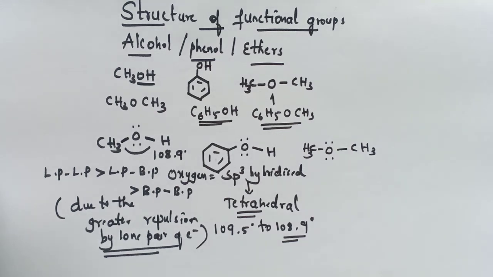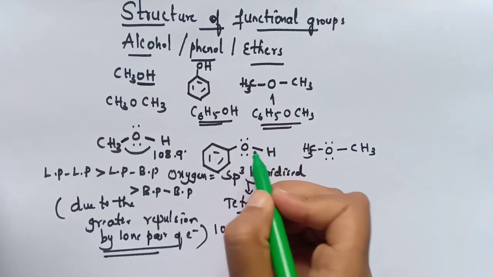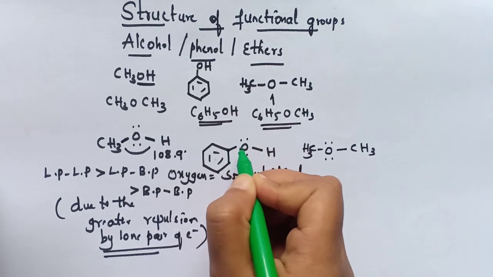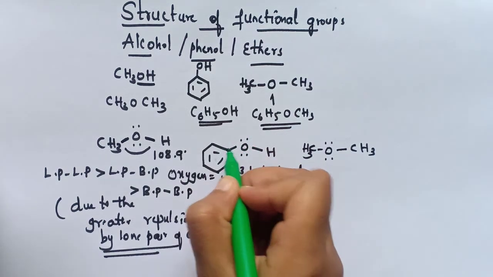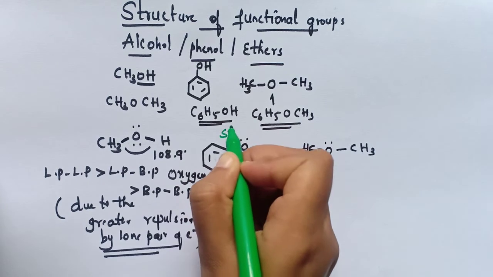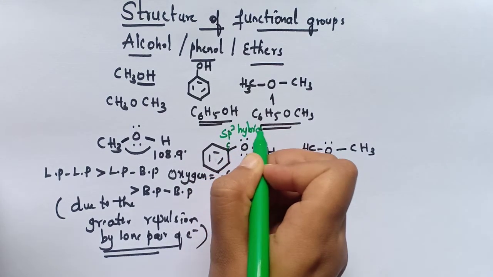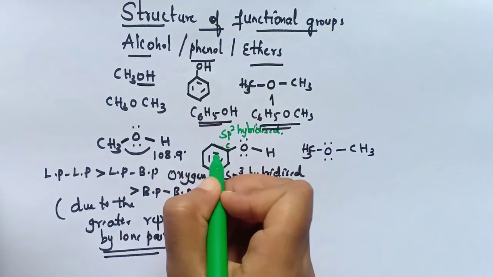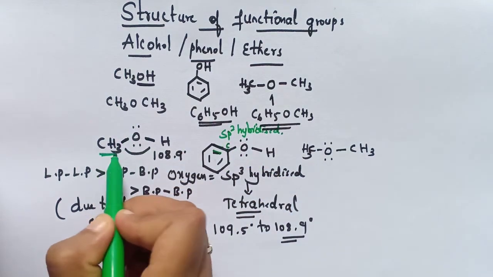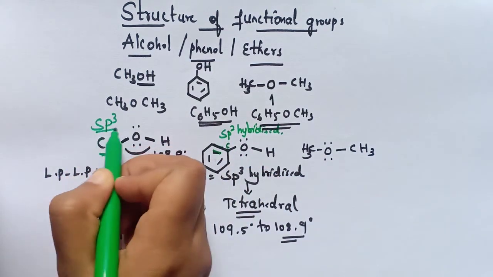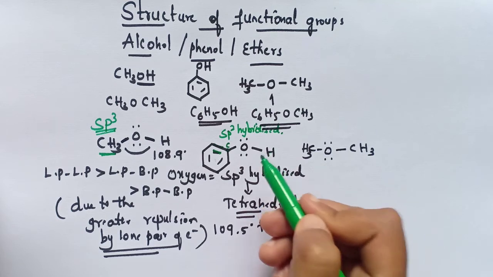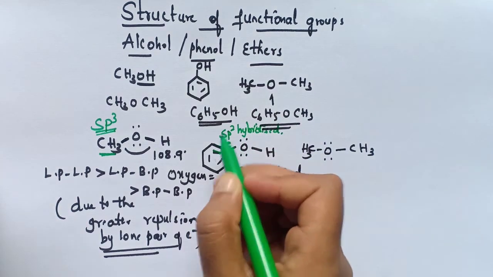Now coming to the second one, that is the phenol. So here in the phenol, I have already said that the oxygen is sp3 hybridized. The carbon which is present with the oxygen is sp2 hybridized. Why? Because here there is a double bond. But the carbon which is present in the alcohol is sp3 hybridized. I forgot to mention it. So the carbon which is present in the phenol is sp2 hybridized.